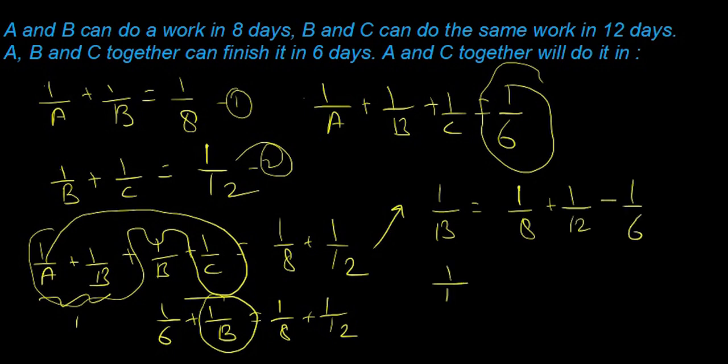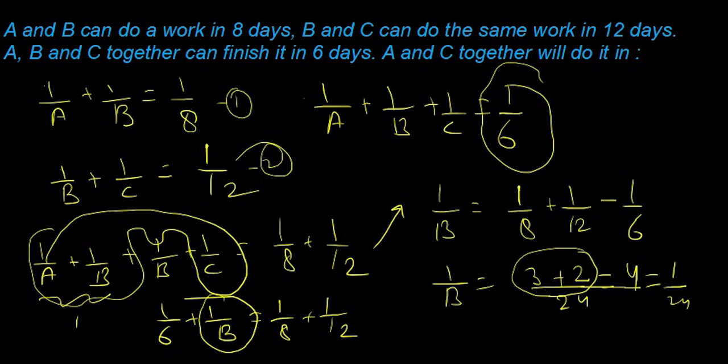So it will be 1 upon B. The LCM is going to be 24. Yes, 8 3s are 24, 12 2s are 24, 6 4s are 24. So 3 plus 2 is 5, 5 minus 4 is 1. So that's 1 by 24. So the value of B is 24.